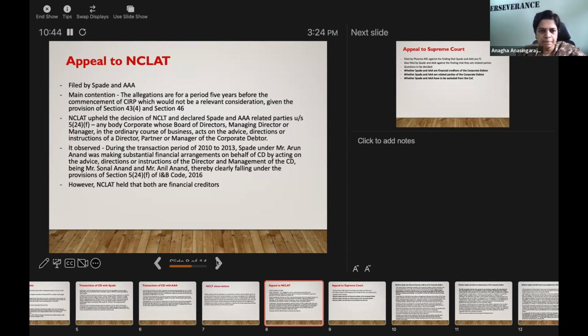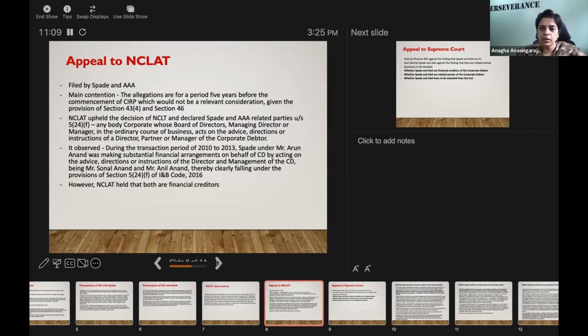It also observed that during the transaction period of 2010 to 13, Spade was under Mr. Arun Anand, and it was making substantial financial arrangements on behalf of the CD by acting on the advice, instructions and directions of the director and management of the CD, who were Mr. Sohail Anand and Anil Anand. And thereby this case clearly falls under the provisions of 5(24)(f) of the Insolvency Code.